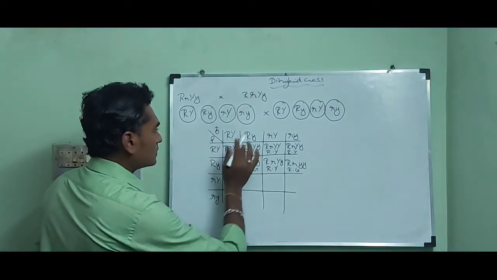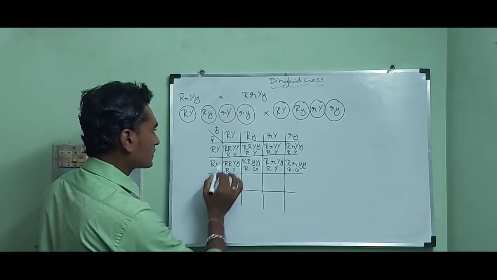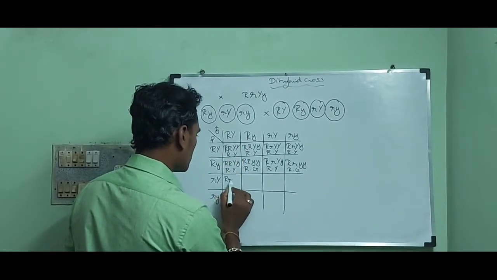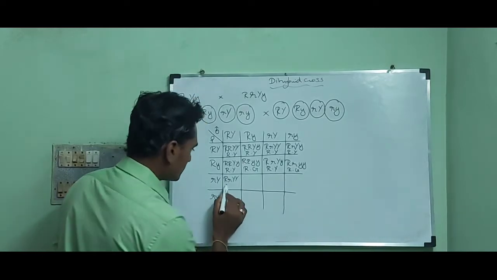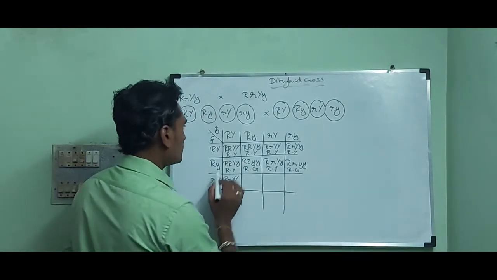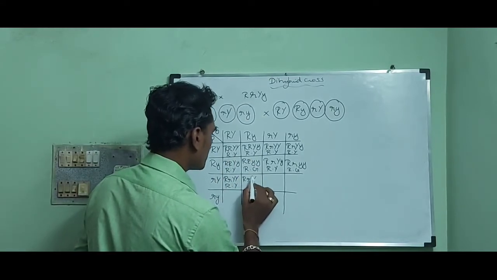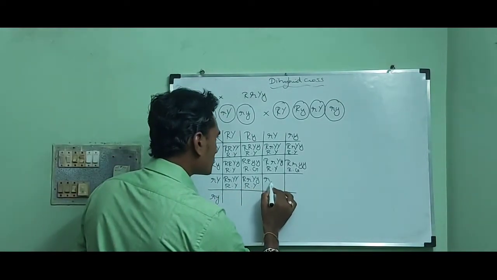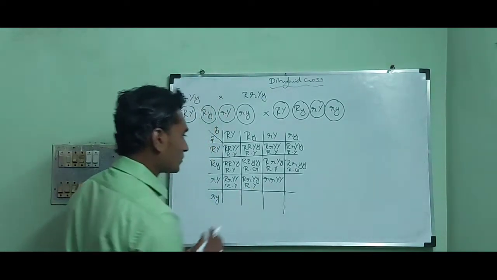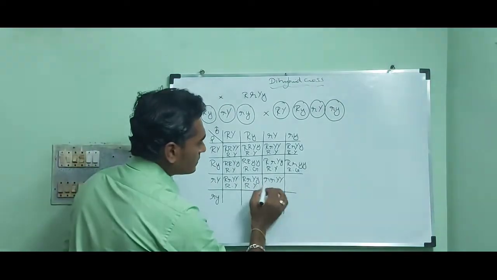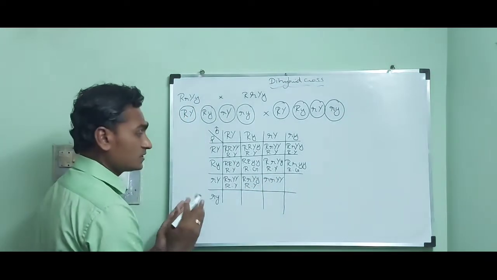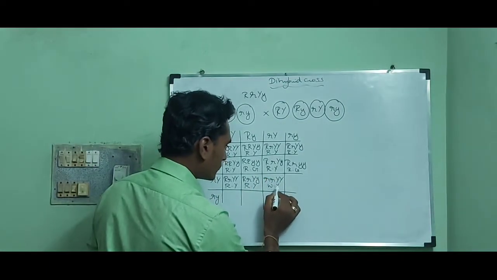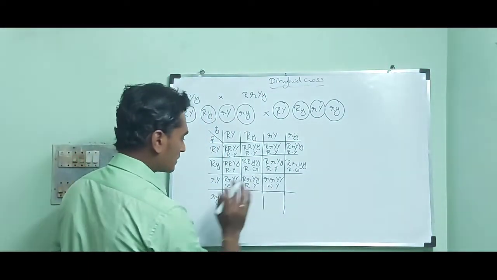Then small r, capital Y going to fuse with capital R, capital Y. So capital R, small r, capital Y, it shows round yellow. Then capital R, capital Y, small y, and it shows round yellow. Small r, capital Y. Here the seed shape is recessive. That means wrinkled yellow. It shows the phenotypic character wrinkled yellow.